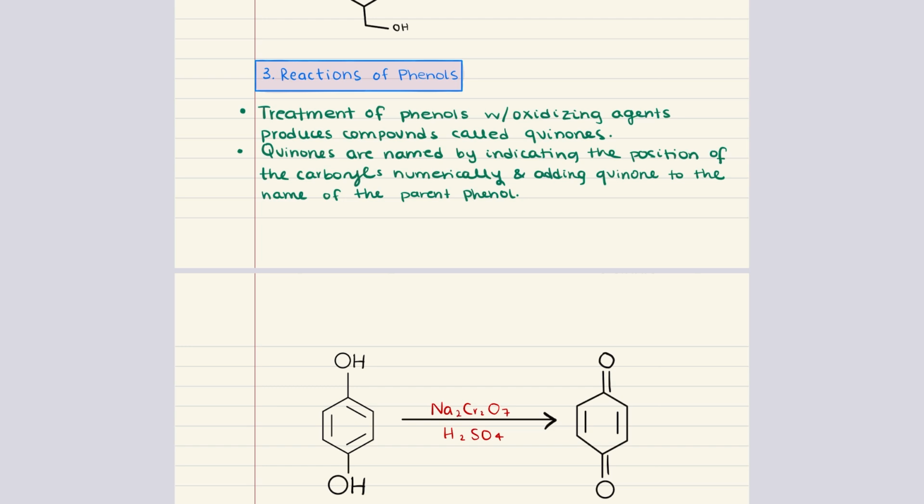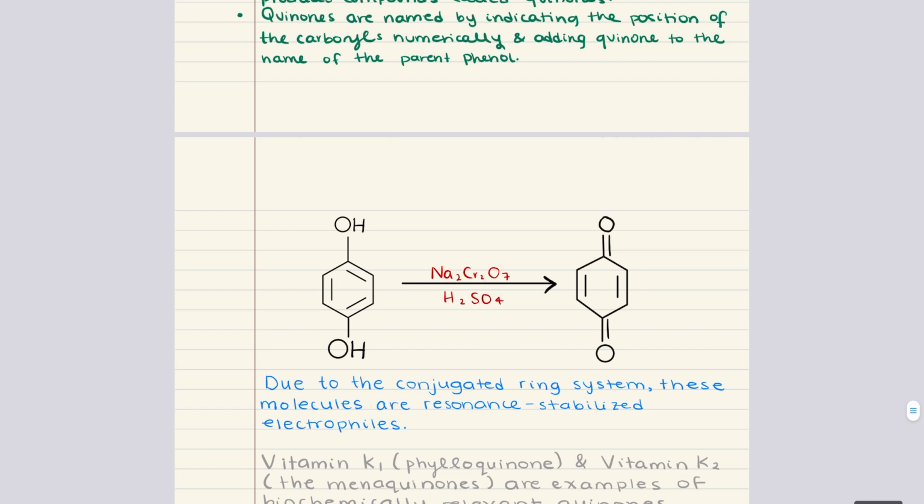Phenols undergo unique reactions due to the presence of the hydroxyl group directly attached to an aromatic ring. One of the most important transformations of phenols is oxidation, which leads to the formation of quinones. Quinones are a class of compounds that are characterized by their conjugated diketone structures, and they play critical roles in both chemical synthesis and biological processes. The oxidation of phenols typically involves the use of strong oxidizing agents, such as sodium dichromate in sulfuric acid.